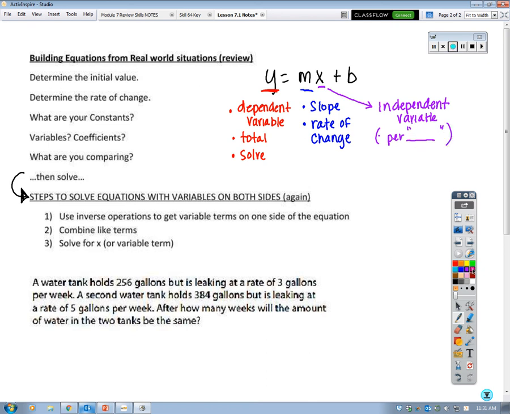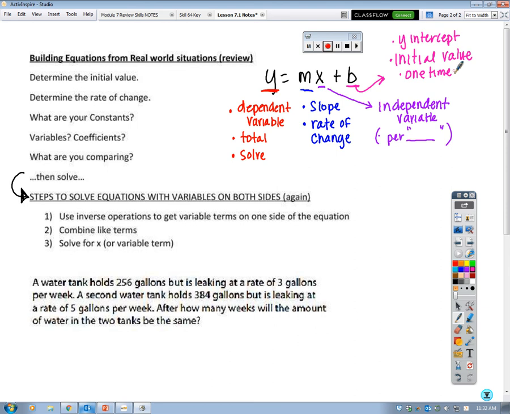And then we've got our last thing that we're looking at here. This is our b, which is our initial value. In real-world situations, this is also our y-intercept when we graph. So our y-intercept, our initial value, this is the one-time fee or a one-time value.